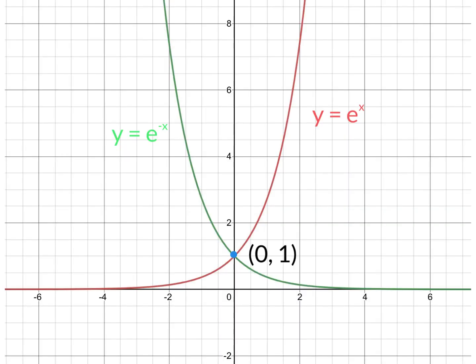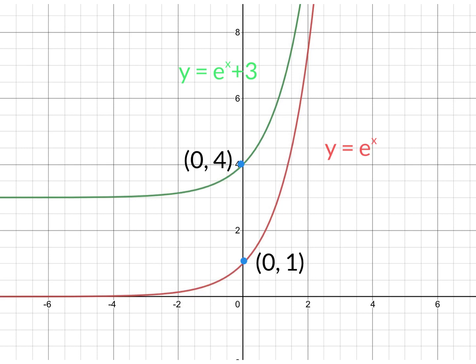So the first one. If we change e to the x to e to the minus x, remember, if we times x by a minus, we reflect it over the y-axis. Second one, if we add 3, notice that we pushed it up 3. Where it crossed the y-axis was at 0, 1. It now crosses at 0, 4, 3 further up.